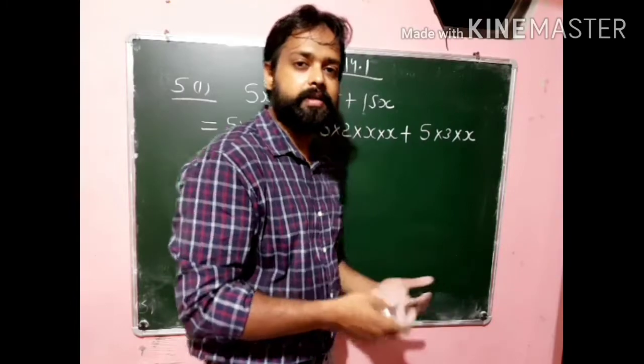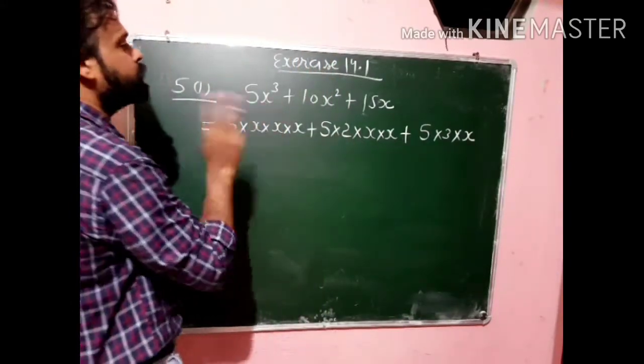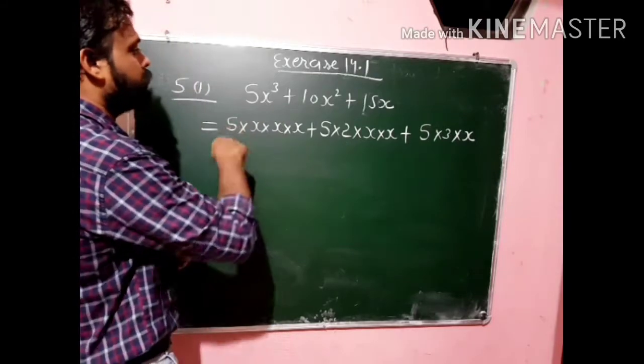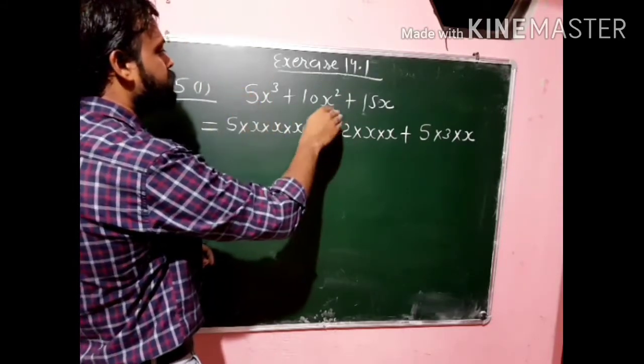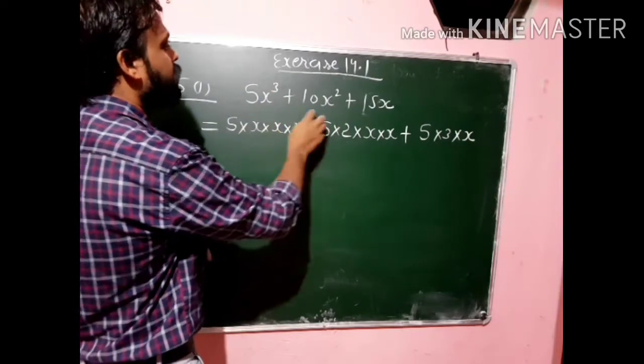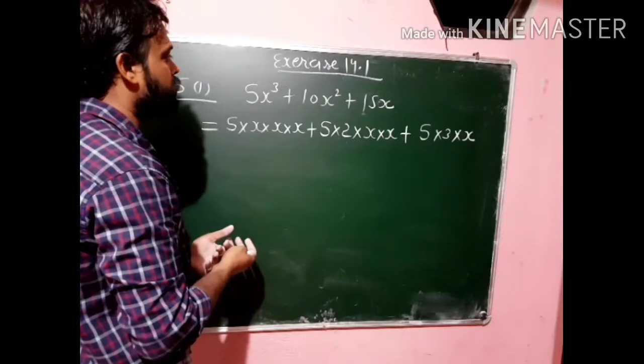It is also very easy, but here you can see in the previous sums there were only two terms in the polynomial or in the algebraic expression. But now in this algebraic expression or polynomial there are three terms, but we have to follow the same steps to solve the sum.